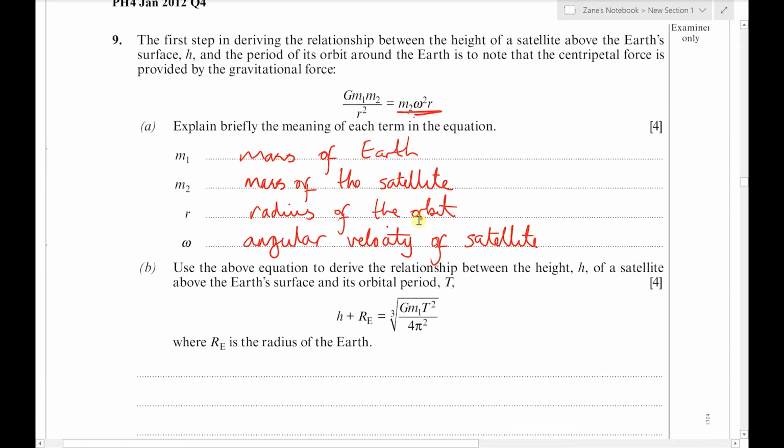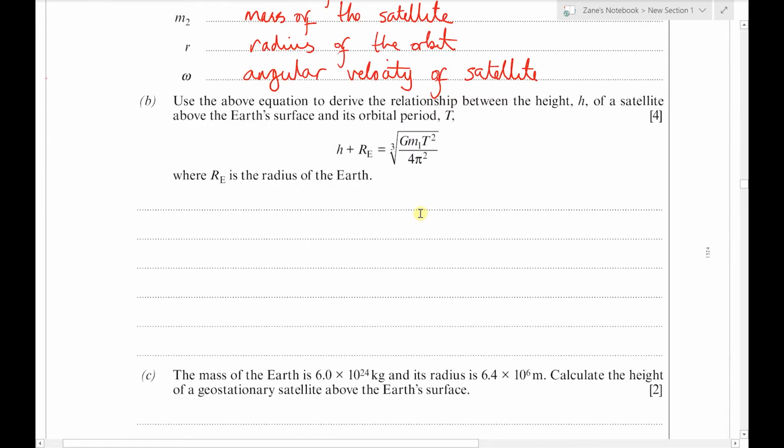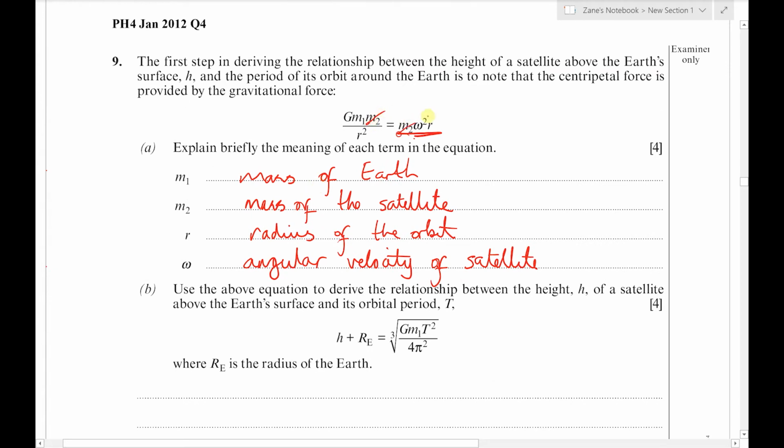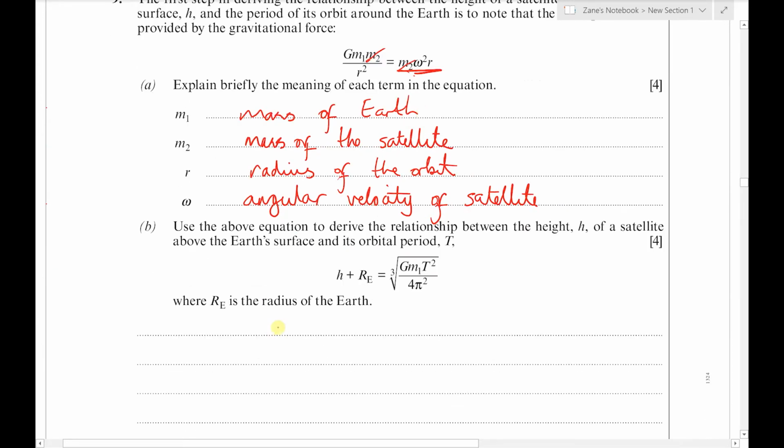Next, we've got to use that above relationship to derive an expression for the height of a satellite above the Earth's orbit. h plus RE is the cube root of G m1 T squared over 4 pi squared. So let's go back to that original relationship, and you'll notice first of all that we can cancel the m2's. So let's start with G m1 over r squared equals omega squared r. We'll gather the r's together. So we'll get that r cubed will be G m1 over omega squared.